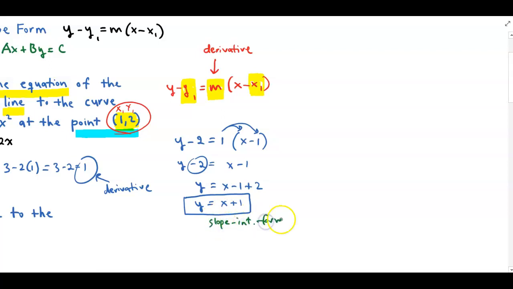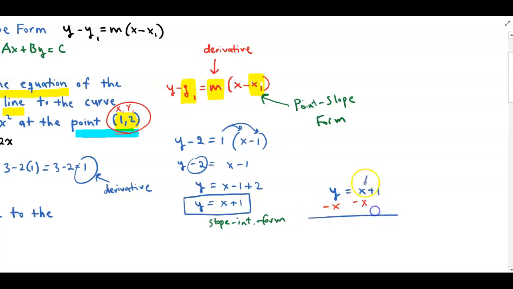Slope-intercept form. This guy right here that we started with, that was point-slope form. And for standard form, we're going to take that same equation and we're just going to put the x on the left side. To move the x to the left, you just subtract x on both sides. So you get negative x plus y equals 1.